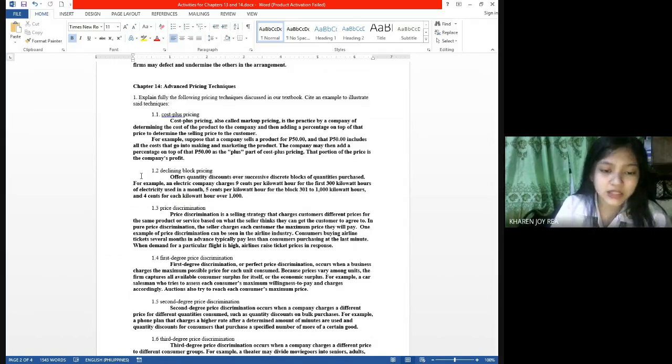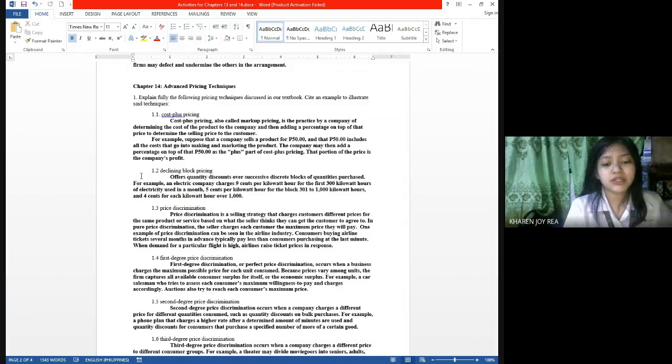Next is price discrimination. Price discrimination is a selling strategy that charges customers different prices for the same product or service based on what the seller thinks they can get the customer to agree to. In pure price discrimination, the seller charges each customer the maximum price they will pay. One example of price discrimination can be seen in the airline industry. Consumers buying airline tickets several months in advance typically pay less than consumers purchasing at the last minute.